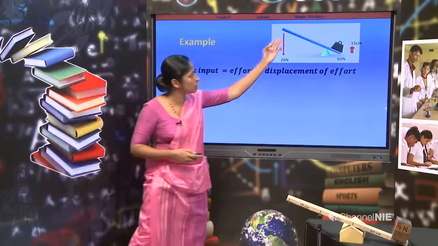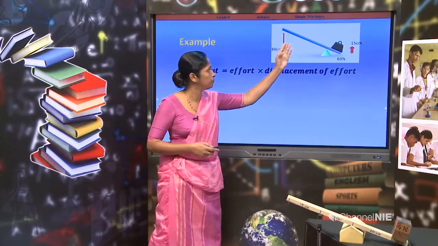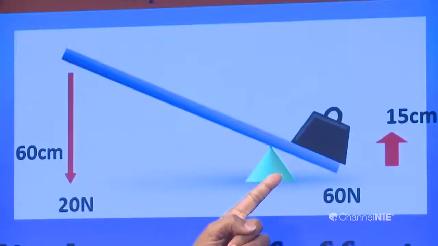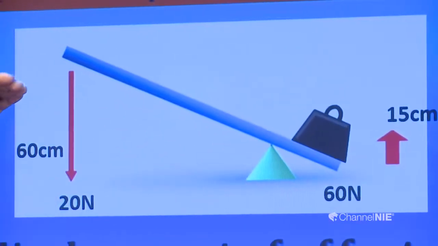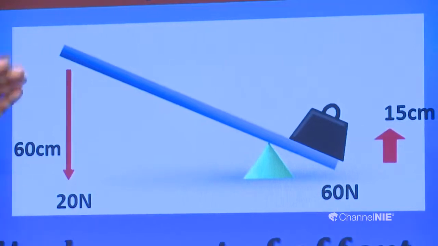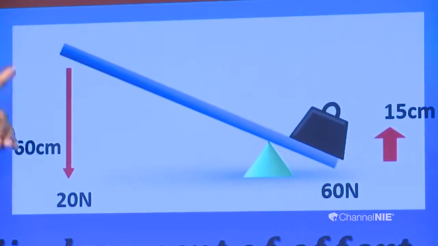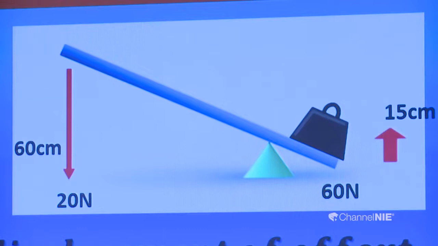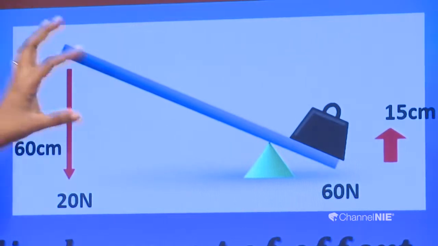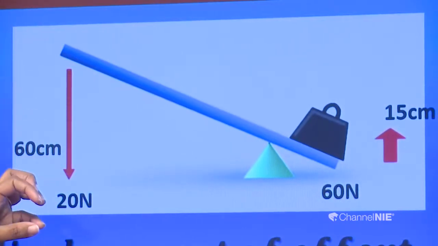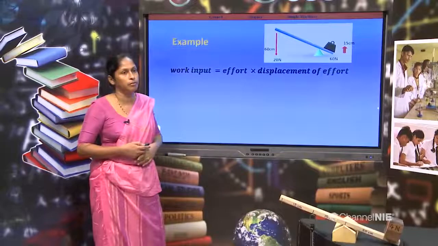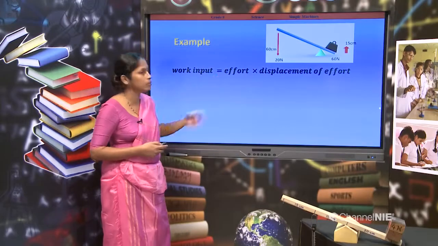First of all, let us look at this figure. Here you can see a first order lever and the force is exerted on the first order lever, and the force moved a distance of 60 centimeter, and that is the work done. This is the force that is exerted on the machine and the distance moved. So, by these two values we can calculate work input.